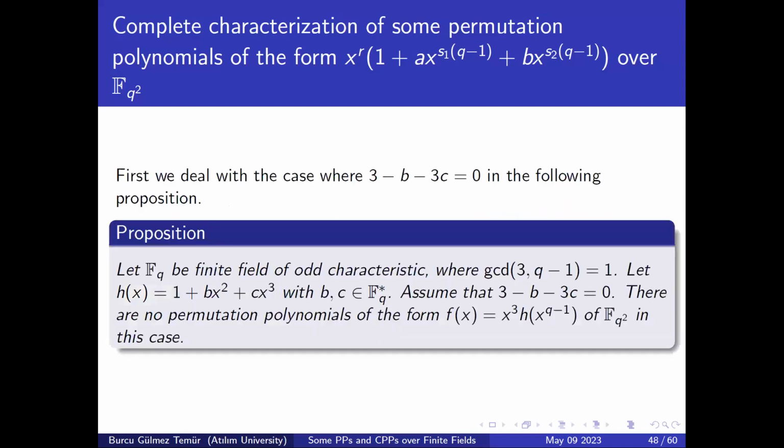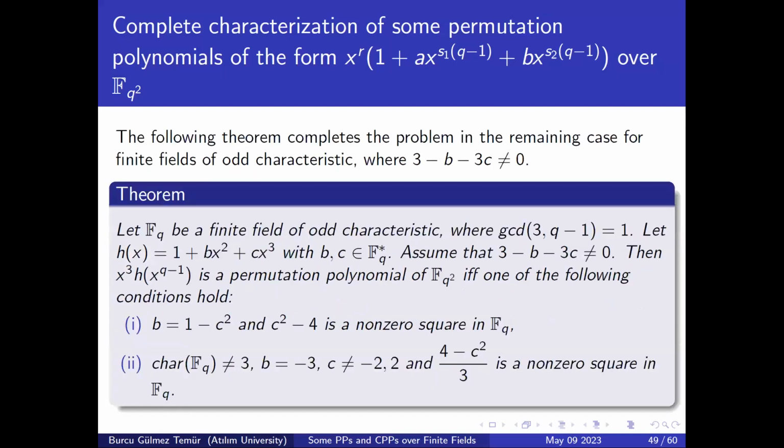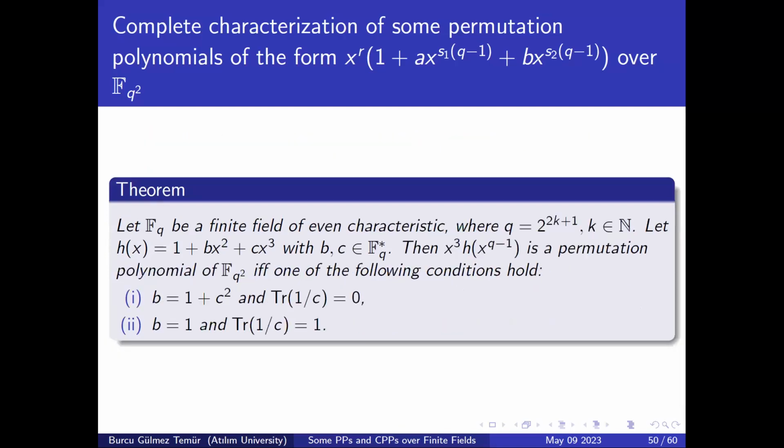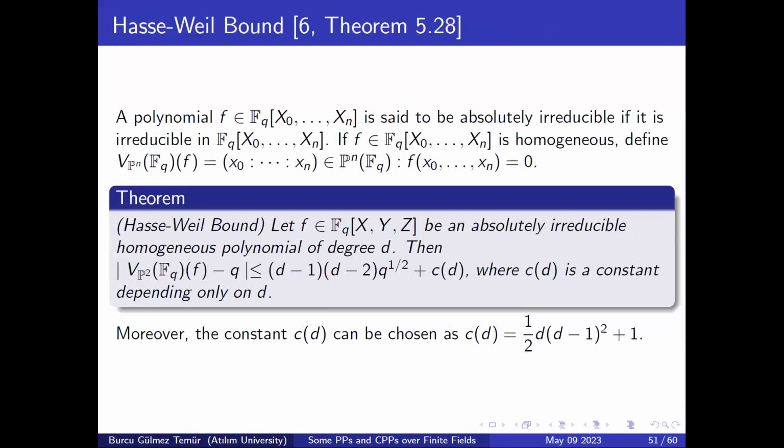And first, again, we have a case where 3 minus b minus 3c is 0. This comes from the curve. If it is 0, then there are no permutation polynomials of this form when FQ is of odd characteristic. When 3 minus b minus 3c is not 0, then it's a permutation polynomial if and only if one of these conditions holds. And in the even characteristic case, it's a permutation polynomial if and only if one of these conditions holds. So the problem is complete, and let me show you the well-known Hasse-Weil bound.